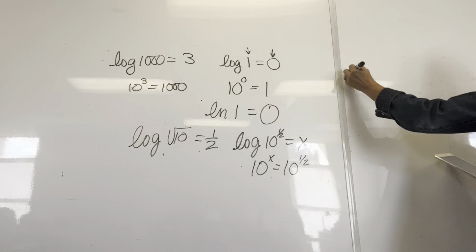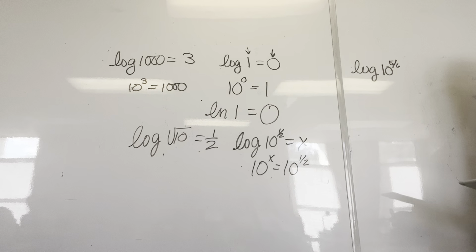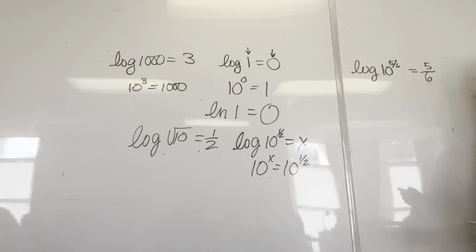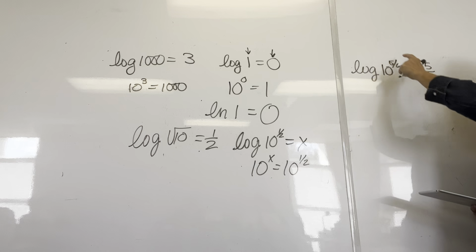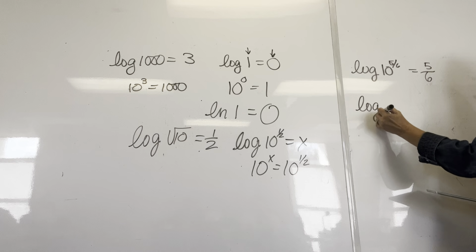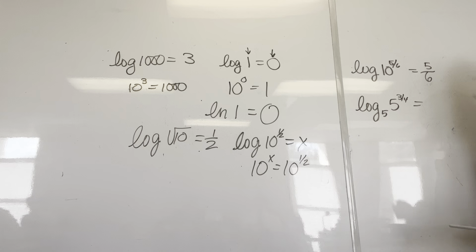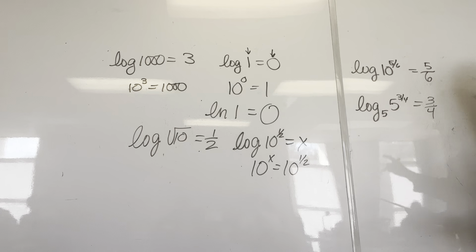So what if I wrote, what is the log of 10 to the 5/6? It's 5/6. When the base and the argument are the same, it's just the exponent. Okay, so what if I did log base 5 of 5 to the 3/4? What's the answer? 3/4. You see the pattern. Because it's 5 to the 3/4 equals 5 to the 3/4. Got it?